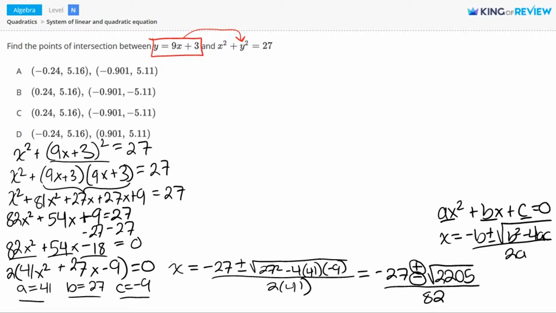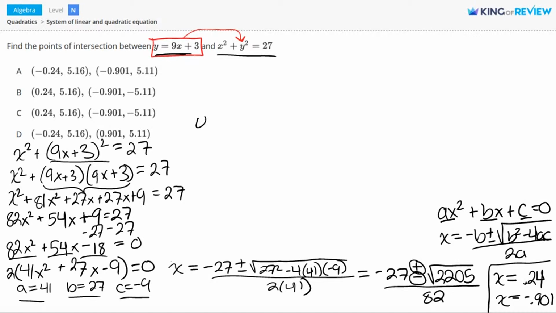Use your calculator to find x. We get x equals 0.24, and we get x equals negative 0.901. So these are the two x values. These represent the x coordinates of the points of intersection. Now we need to find the y coordinates of the points of intersection. We can do this by plugging the x values into either one of these two equations and solve for y. I'm going to choose this first equation.